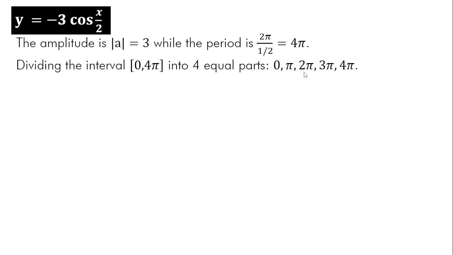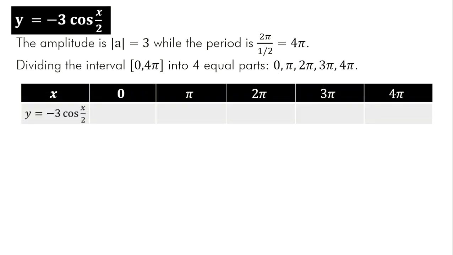Then to identify the second and the fourth value, all you need to do is to average the first and the third value for the second value, and then the third and the fifth for the fourth one. With that, the result is 0, pi, 2 pi, 3 pi, and 4 pi. Again, all you need to do is to substitute the values of x into our function to identify the y coordinate.